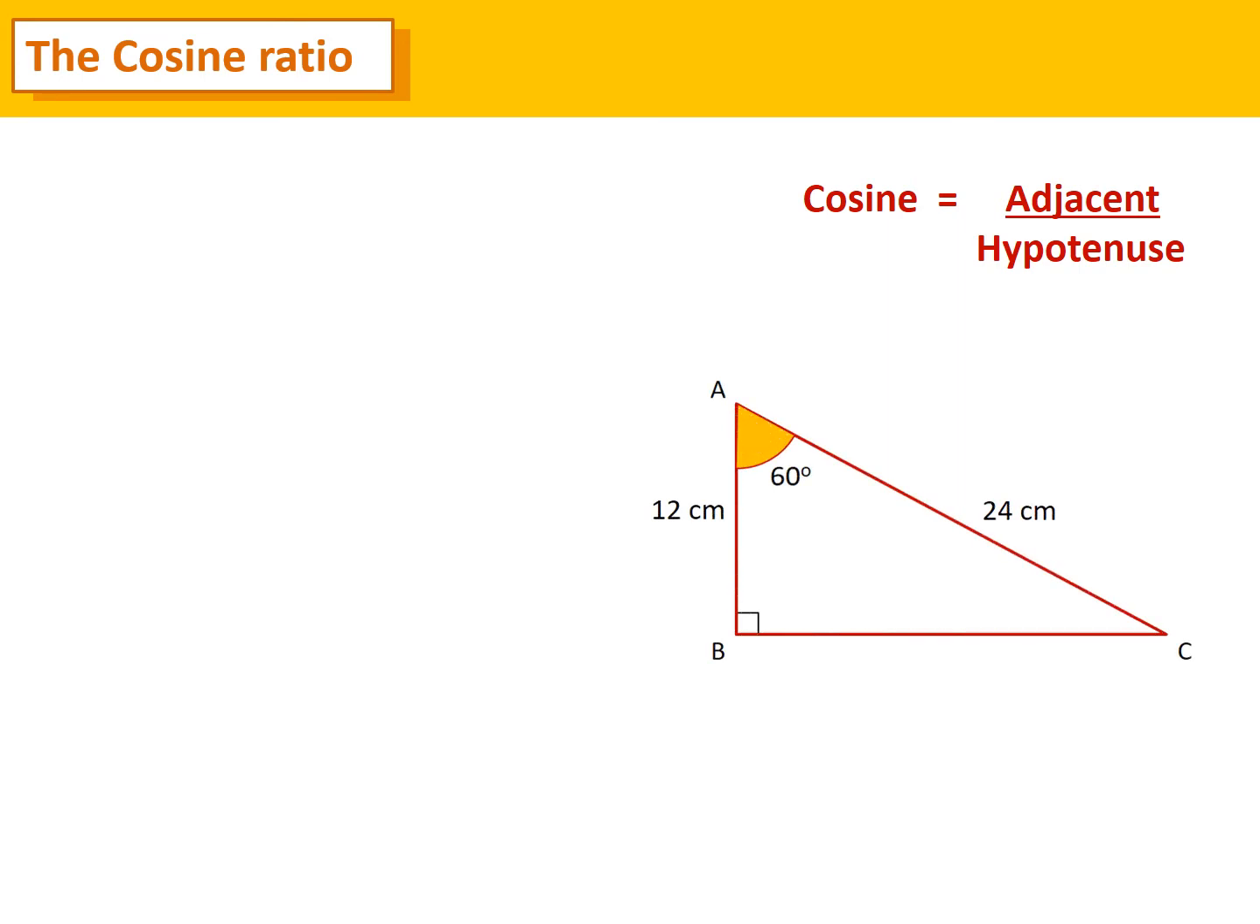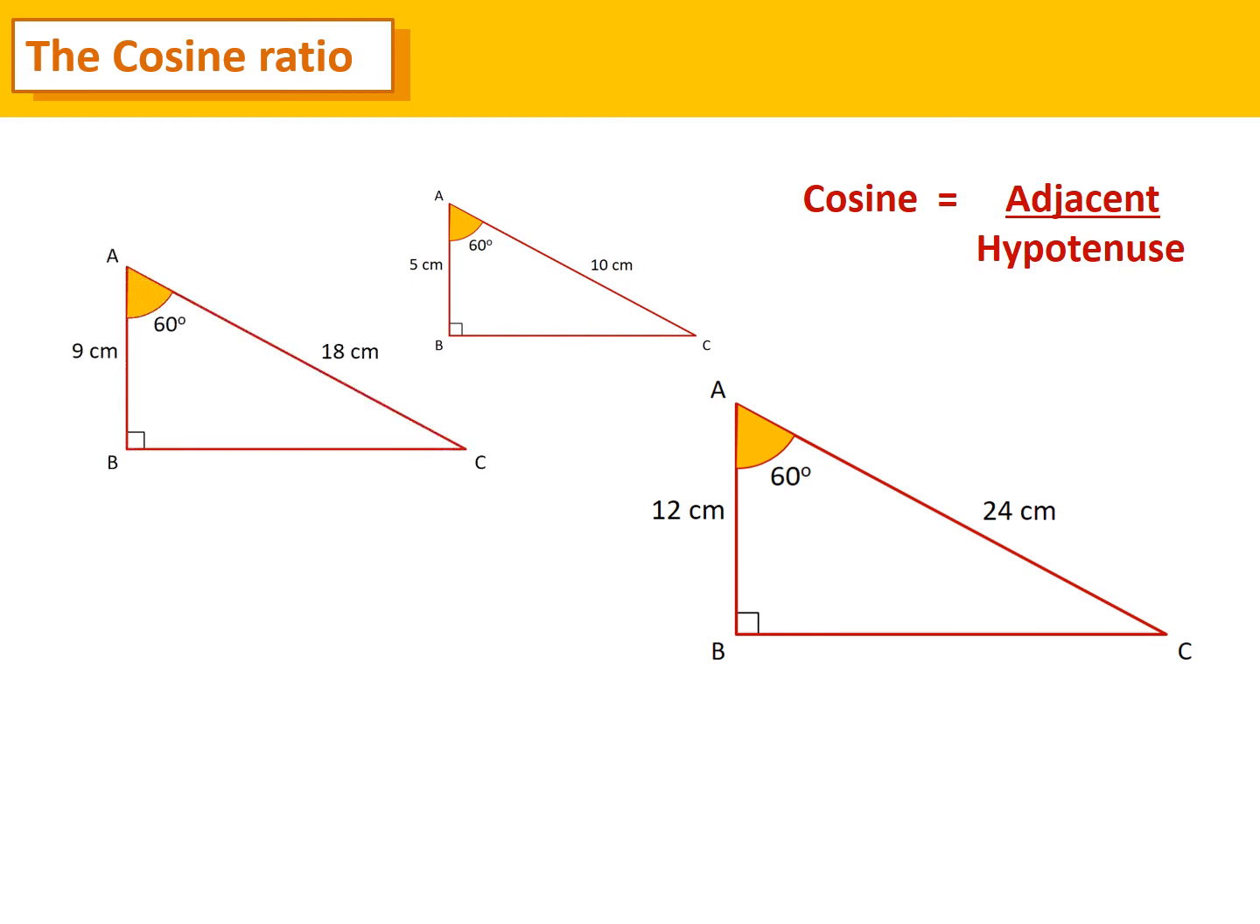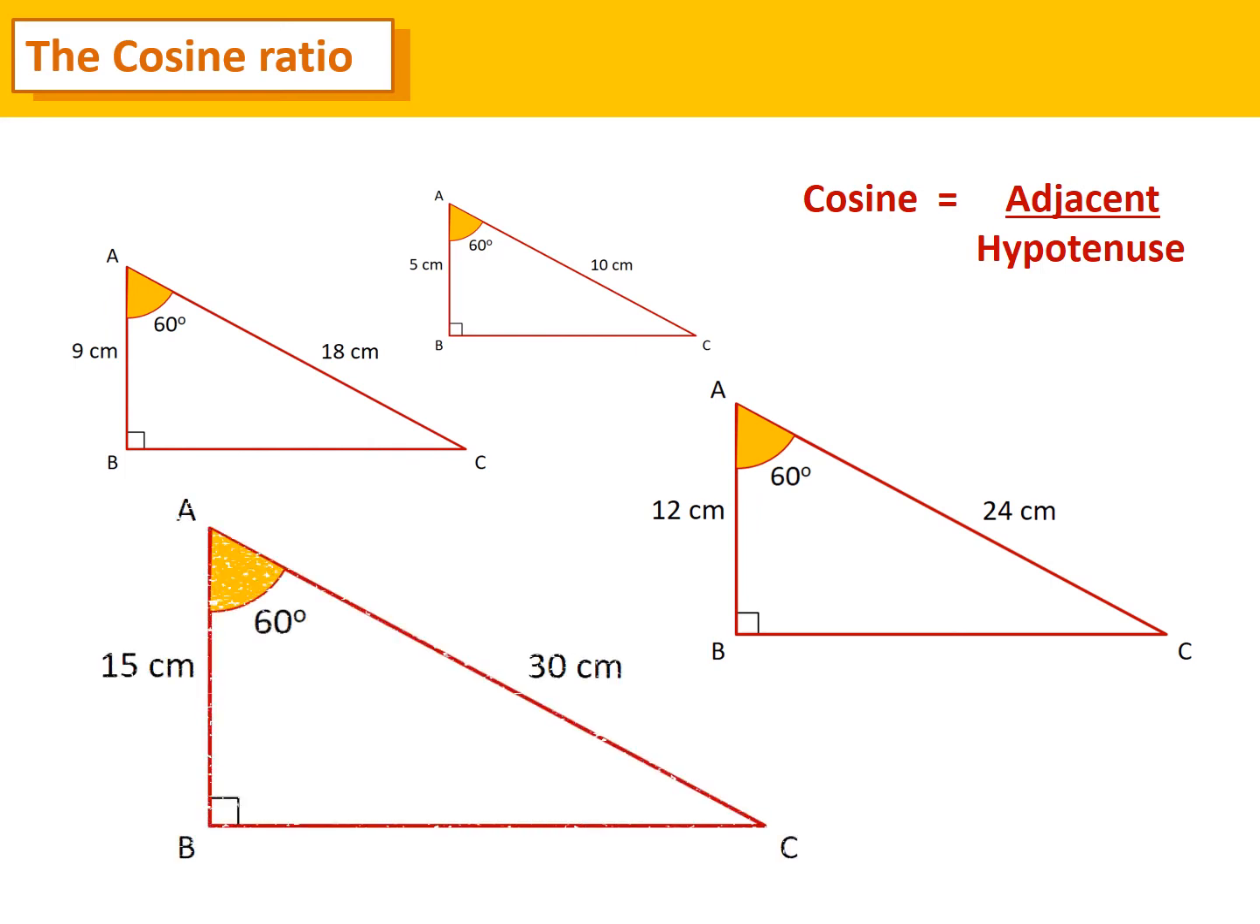We've established that cosine 60 degrees is 0.5, so the ratio of the adjacent to the hypotenuse must give us a fraction of 0.5. Here's another ratio of 0.5, 5 divided by 10, 9 divided by 18, 15 divided by 30, 3 divided by 6. So note the size of the triangle is not important, the angle is important, and cosine 60 degrees is 0.5.